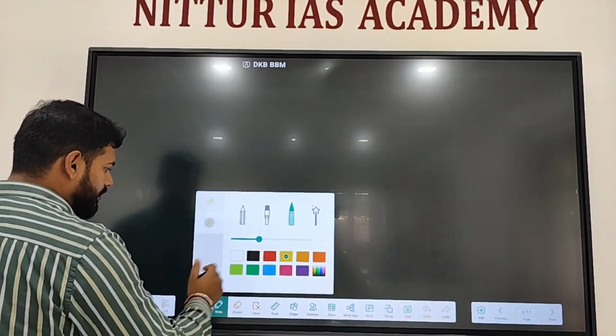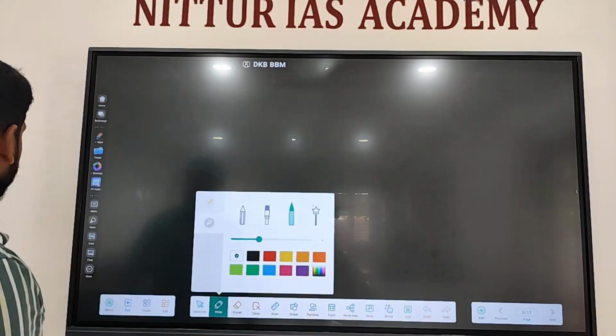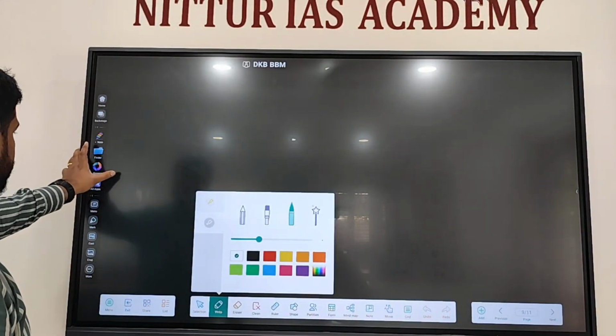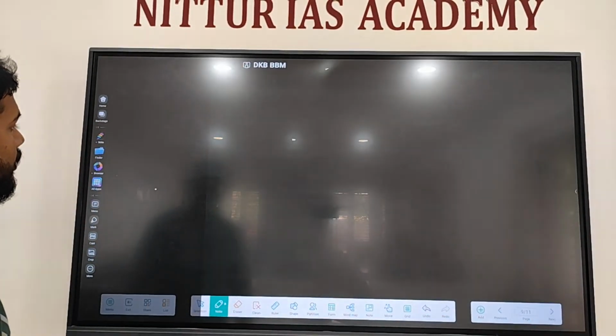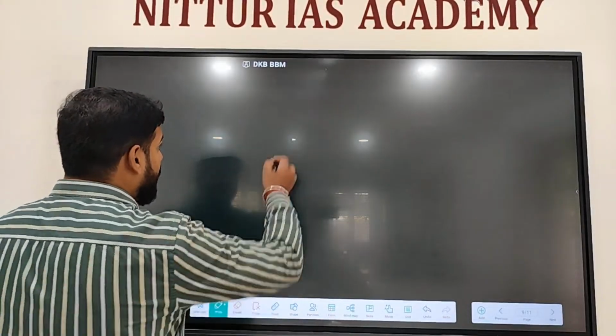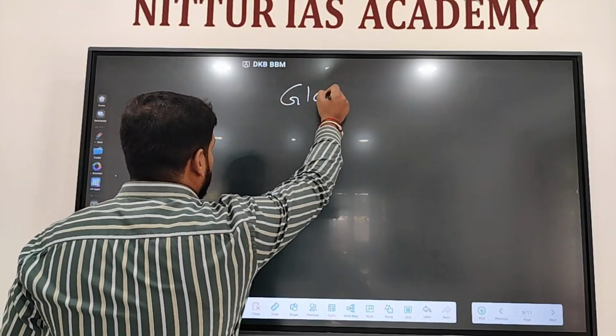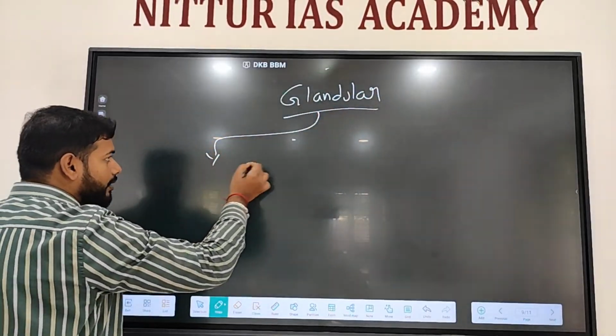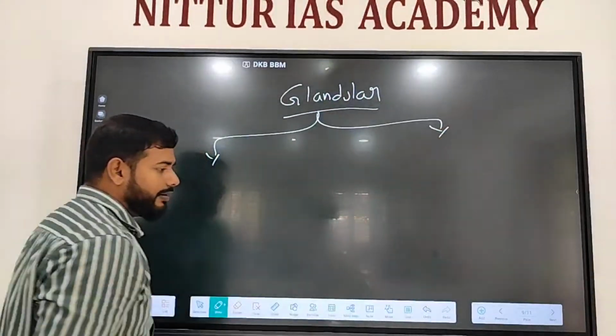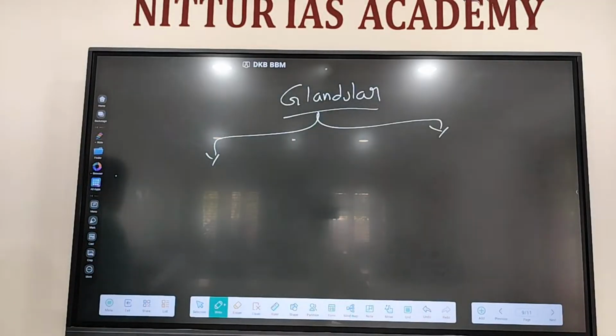Then, before discussing blood, let's start with, okay, I think we have left glandular epithelium. Important, I told. Under epithelial tissue, we have glandular epithelium.